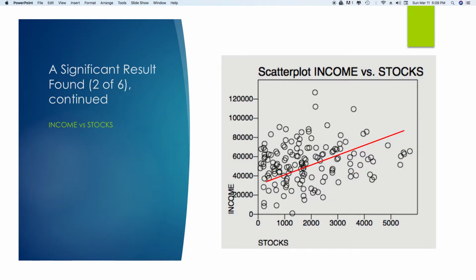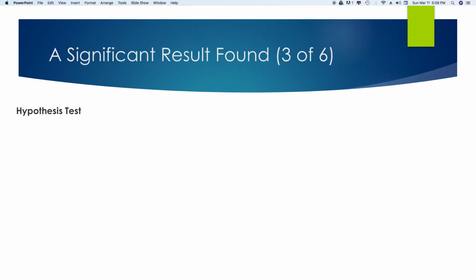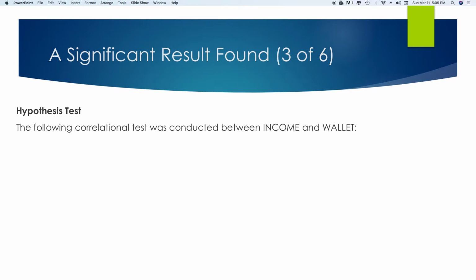Again, graphically, we see that on a scatter plot. It's not as strong a relationship as the previous example because the r value is only equal to 0.19, but still that is a positive relationship with an upward sloping best fit line, as we see there. The third significant result we found was between income and wallet.